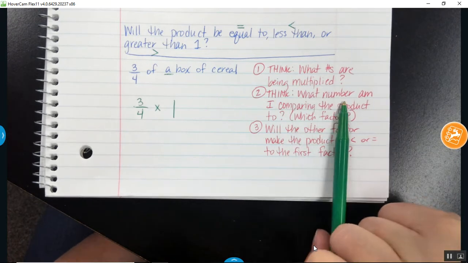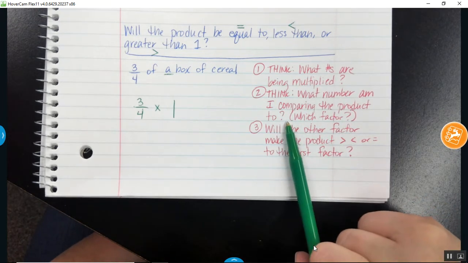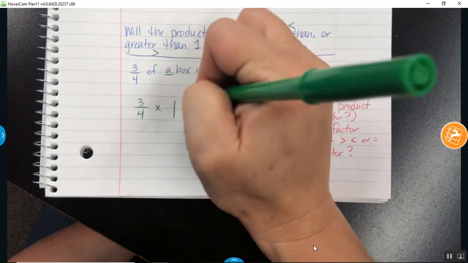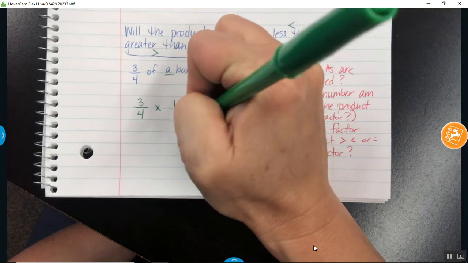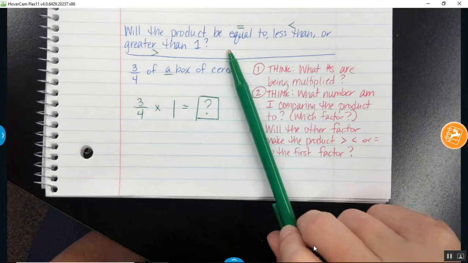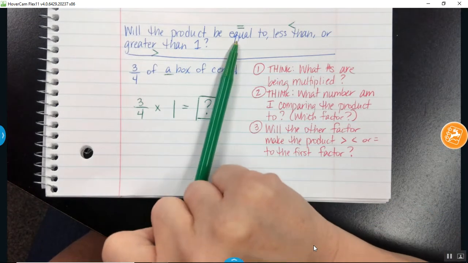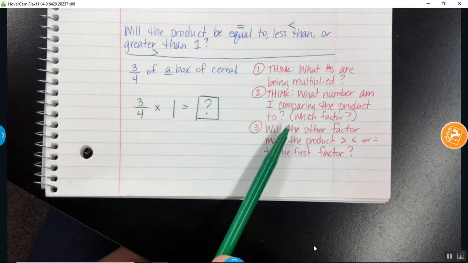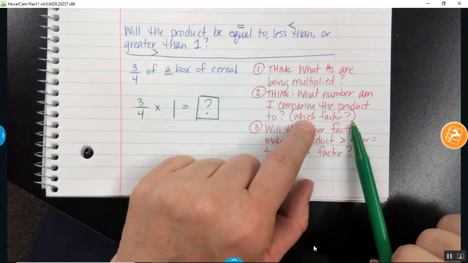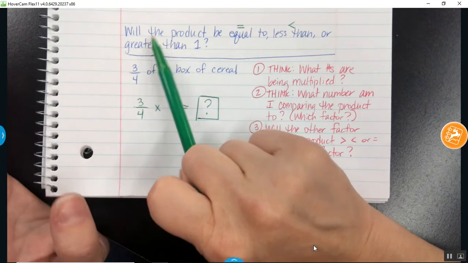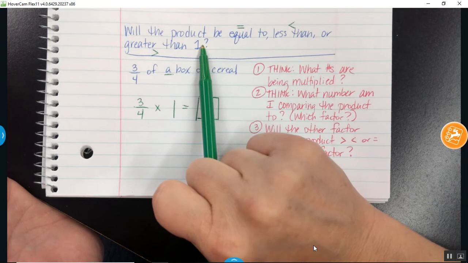So now think, what number am I comparing the product to? Okay, I don't have a product yet. I don't know what the product will be. But that's okay because I don't have to actually figure it out. But I do know that the question is asking me, will the product be equal to, less than, or greater than 1? So what number am I comparing the product to? Which factor am I comparing? And I'll find that information in the question. See, here's the question. Will the product be greater than, equal to, or less than 1?